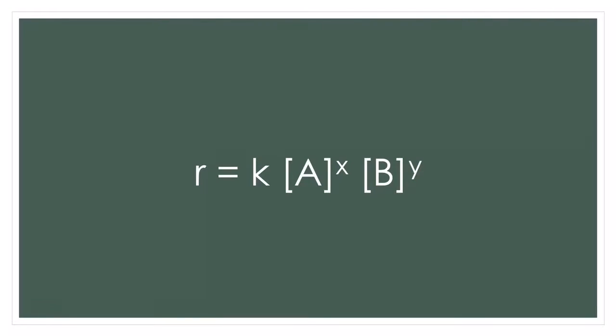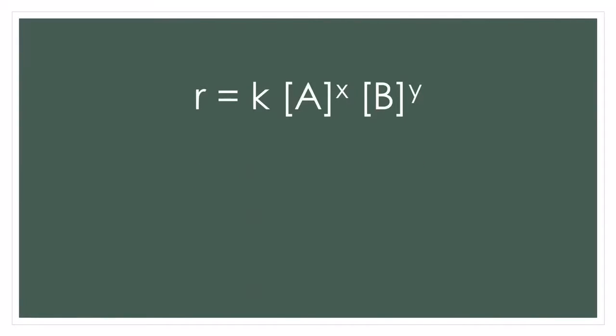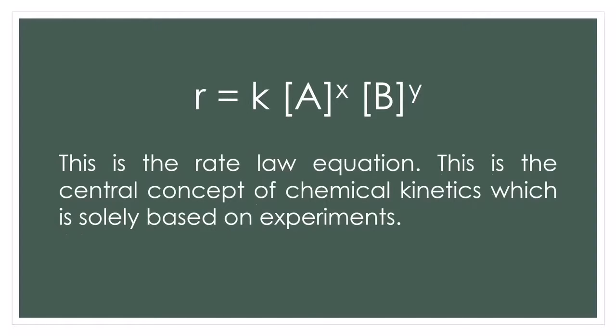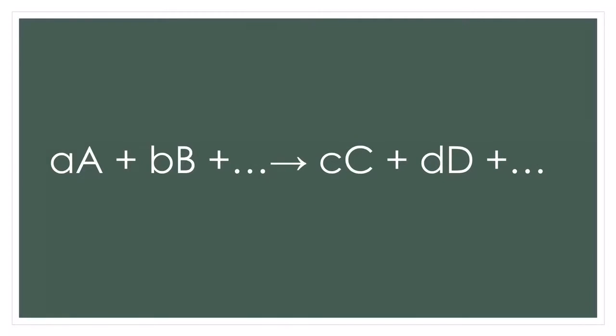We have two questions in mind from the equation shown. What does k stand for? What are A and B? This is the rate-law equation. This is the central concept of chemical kinetics, which is solely based on experiments. Well, what exactly is this?